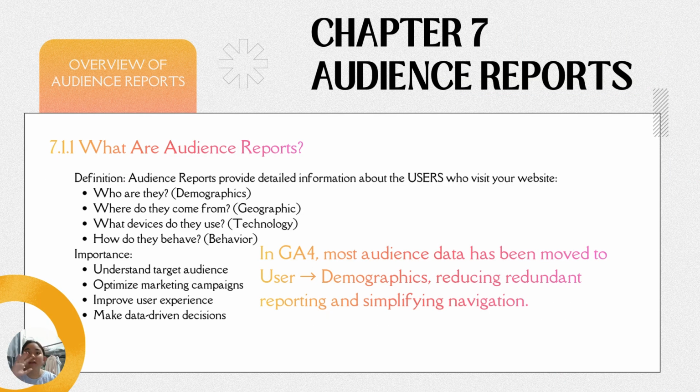Next, let's move to chapter 7, audience reports. So what is the audience report? Audience reports provide detailed information about users who visit your website, like who they are and where they come from: demographic, geographic, technology, and also behavior. The importance is that we can understand the audience, optimize marketing campaigns, improve the user experience, and make data-driven decisions. In GA4, most audience data has been moved to user and demographic, reducing redundant reporting and simplifying navigation.